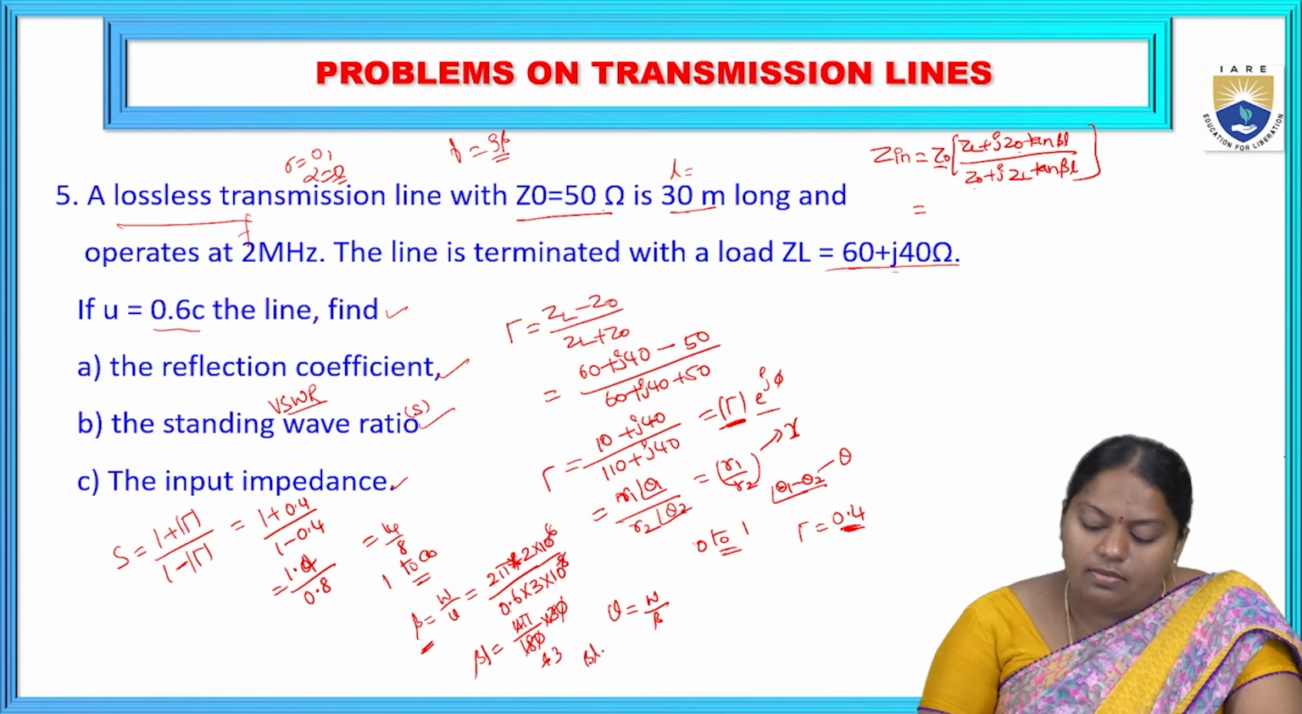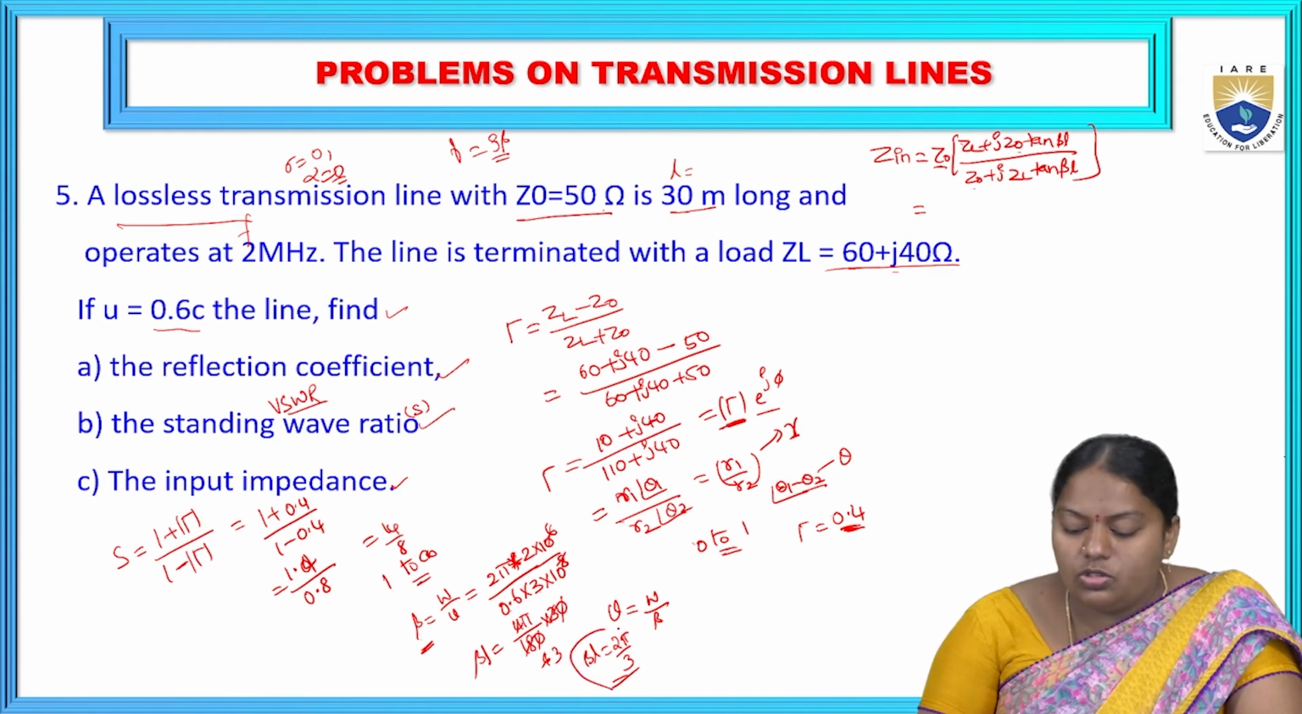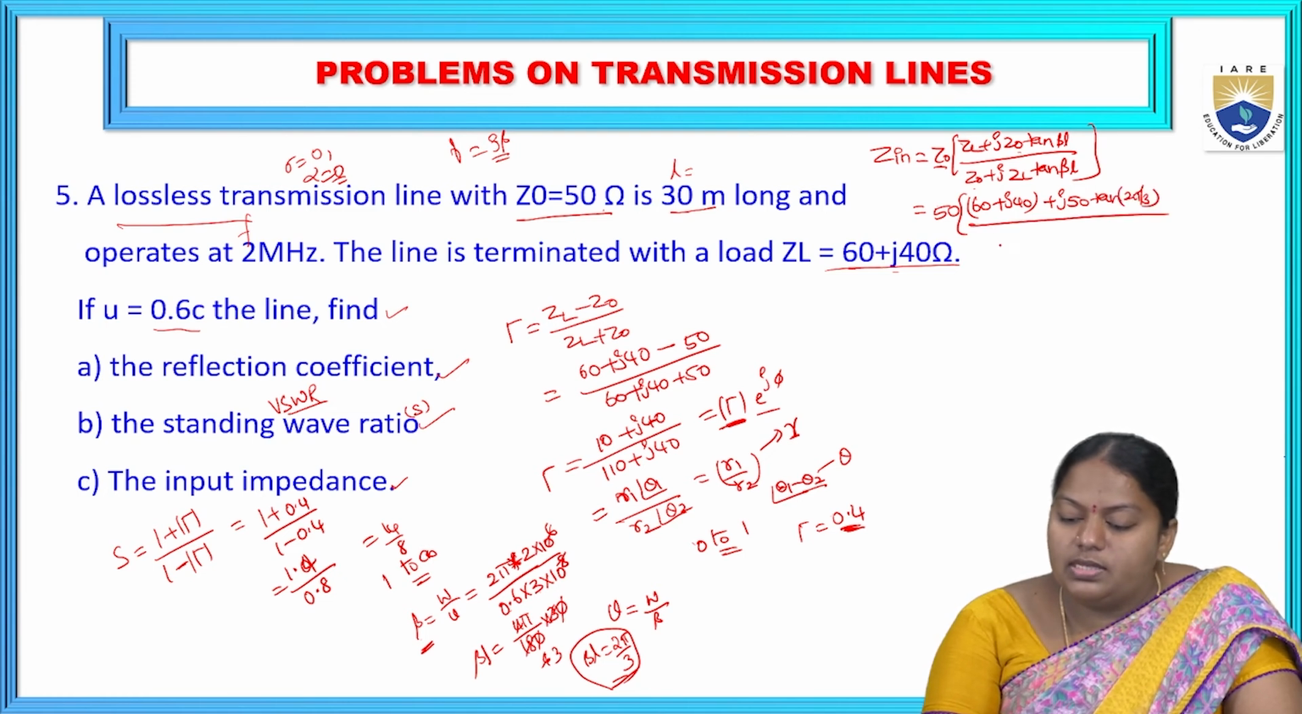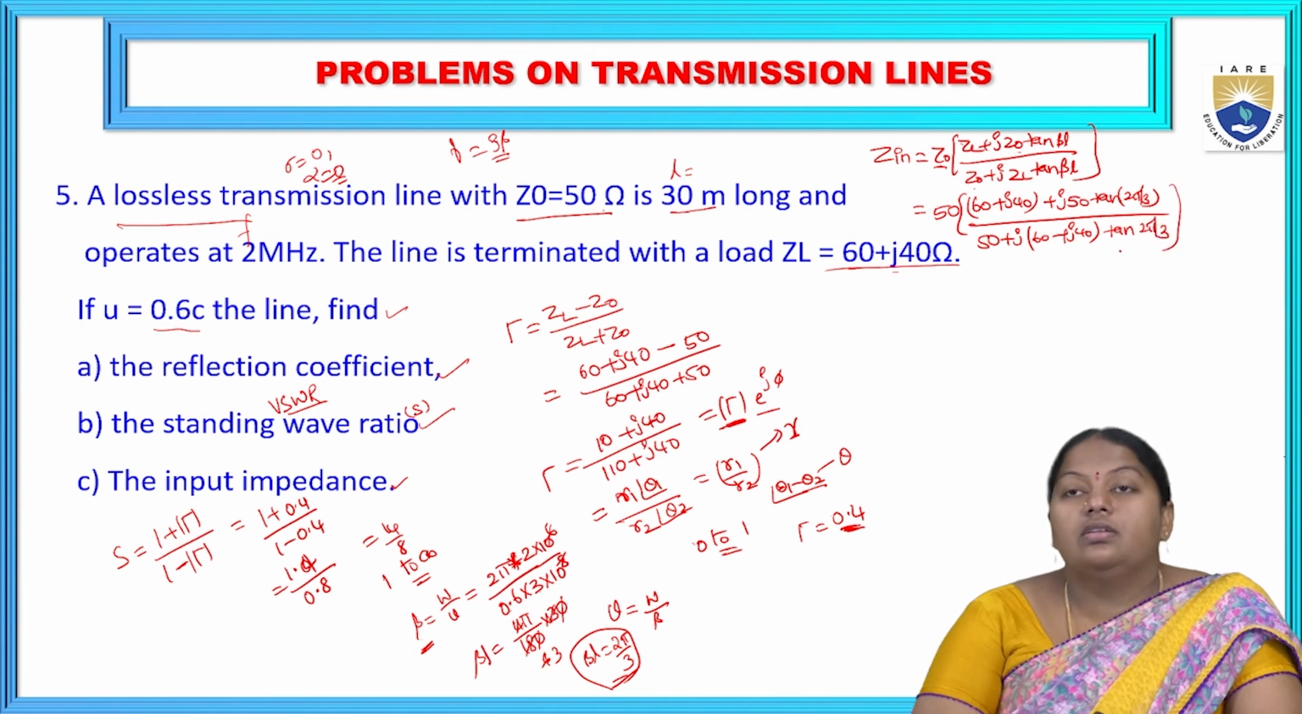Then beta L value is to be obtained as 2 pi by 3. So this needs to be substituted over here. Then it becomes Z0, means first 50 into ZL as 60 plus j40, plus jZ0, means j into 50 tan 2 pi by 3, by Z0, means again 50 plus j into ZL as 60 plus j40, then tan 2 pi by 3 needs to be written.